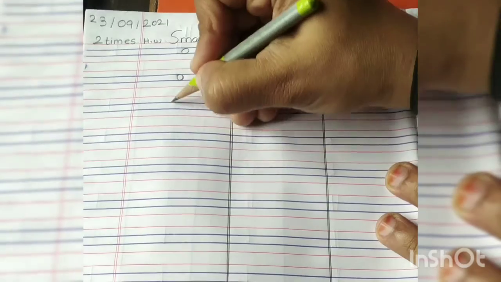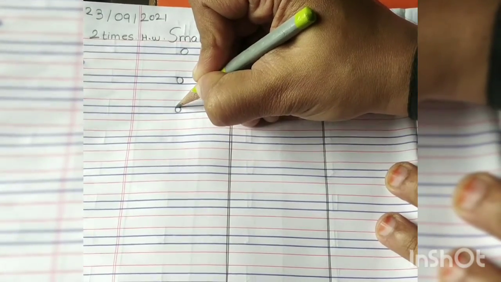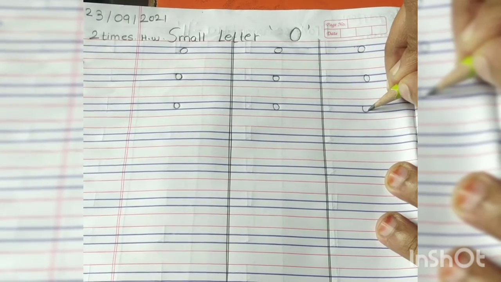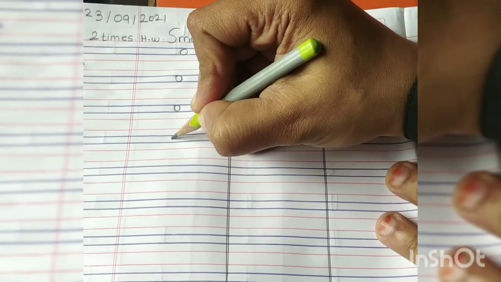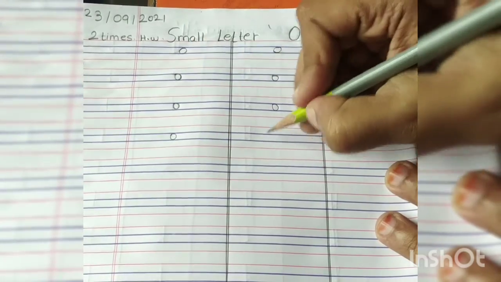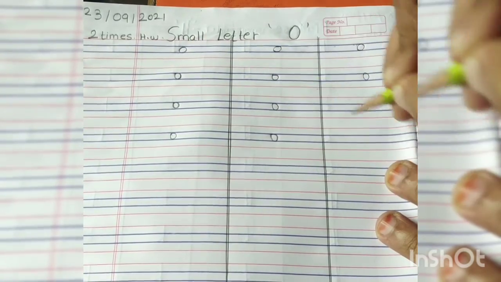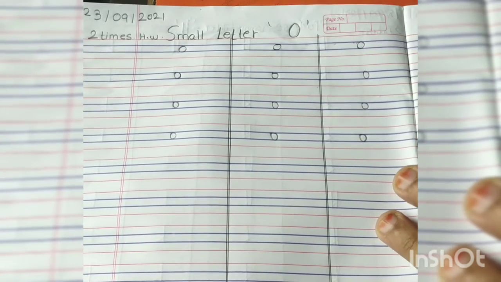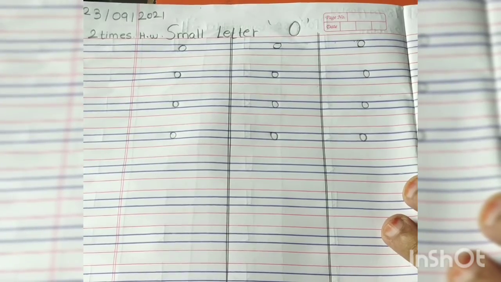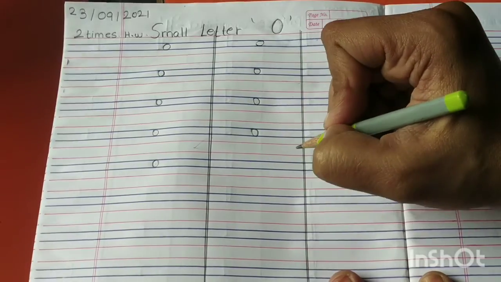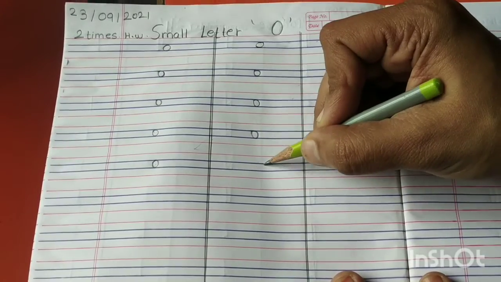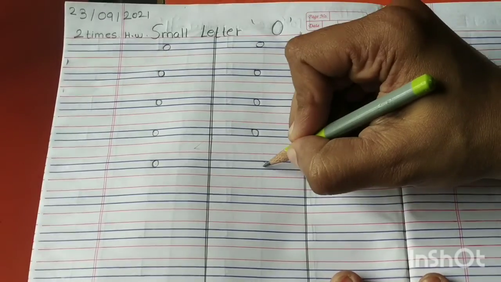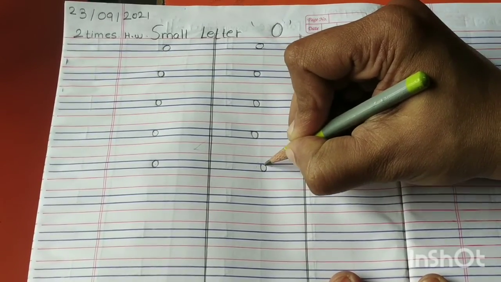O is for on. O is for off. O is for office. O is for omelette. O is for oven. O is for onion. O is for octopus. I hope you understood, children, how to write small letter O. You have to write small letter O in between blue lines, okay? Like this.